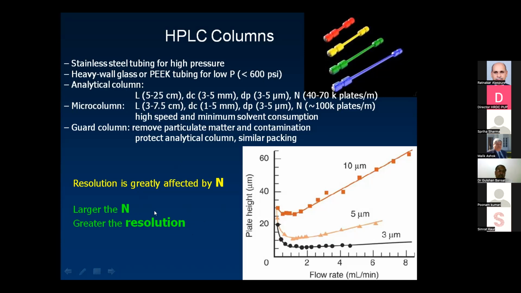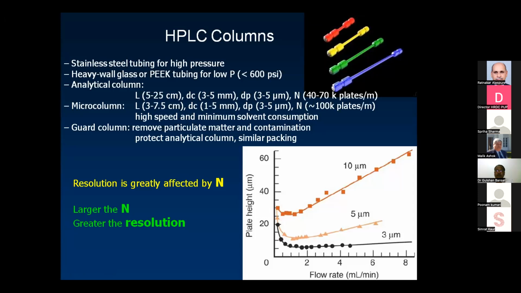And this plate number can also be expressed in terms of plate height. It is related to plate height and flow rate. Right, so the higher the flow rate, the higher will be the plate number. So resolution generally increases with an increase in flow rate.